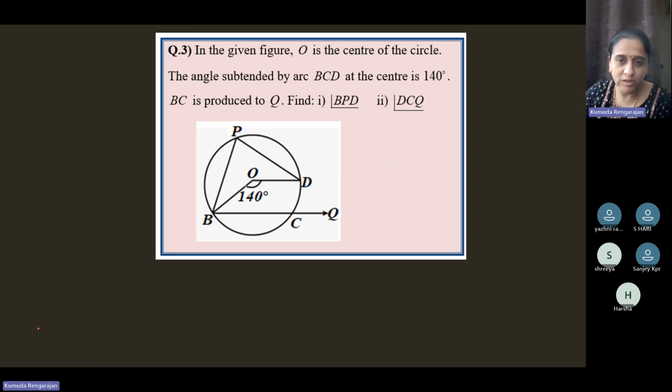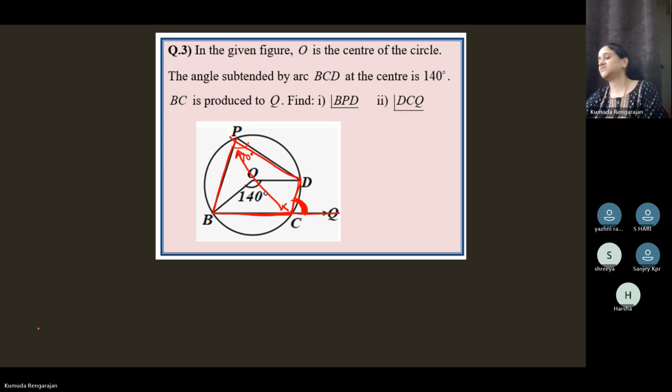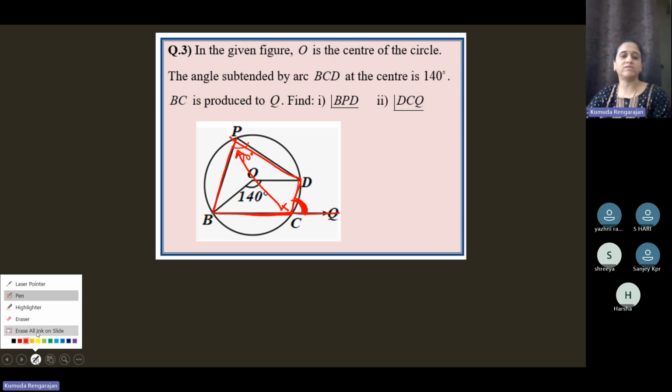So first BOD, BPD. This is 70. Then DCQ. So join DC. DCQ is about this angle. The cyclic quadrilateral is PBCD. This is the exterior angle because the side BC is produced, and so this angle is formed. This angle is equal to its interior opposite angle. DCQ is equal to 70.